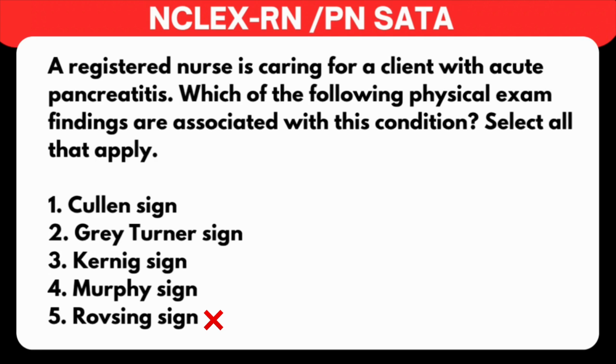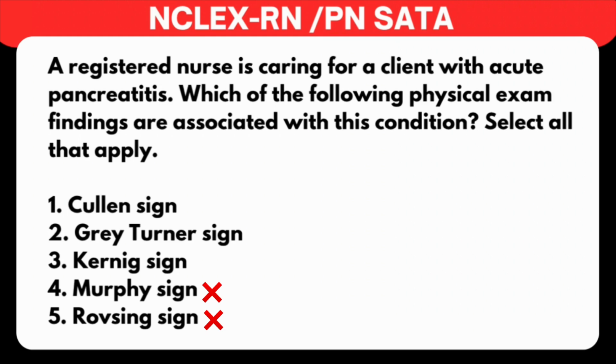Now let's look at number 4, Murphy sign. Is that associated with acute pancreatitis? No, it is not. It is indicative of acute cholecystitis or inflammation of the gallbladder. And do you remember how this physical exam finding is performed? So yes, Murphy sign is elicited when you ask the patient to take a deep breath, and as the examiner, you will hook your fingers under the right costal margin, and a positive Murphy sign would be when the patient abruptly stops breathing due to that intense pain.